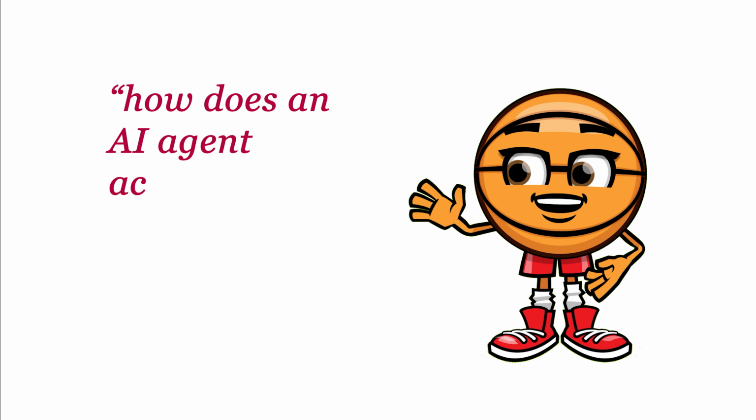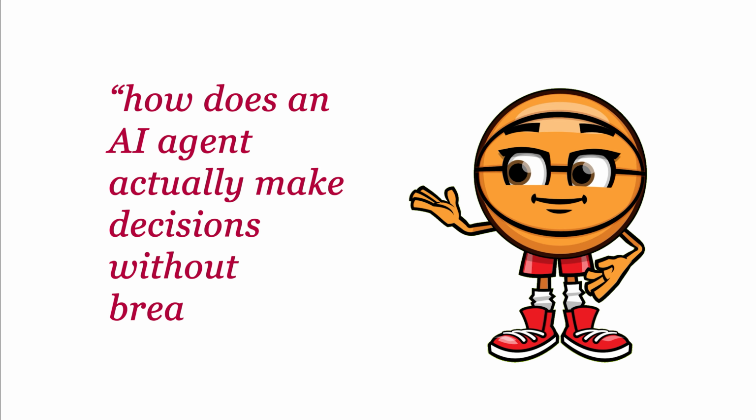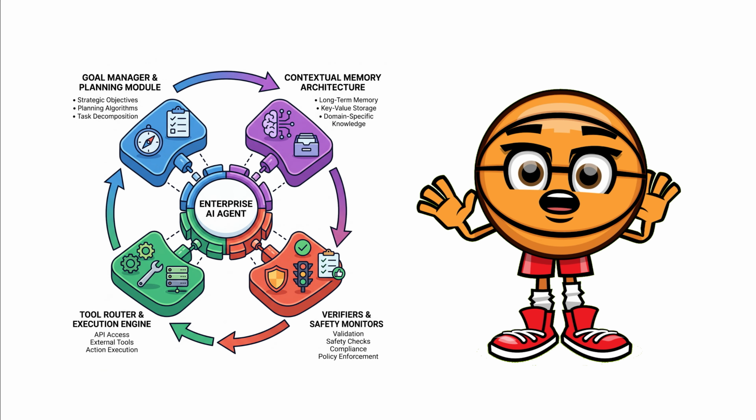So how does an AI agent actually make decisions without breaking things? According to the primary architectural framework, a resilient enterprise AI agent relies on 4 core subsystems.